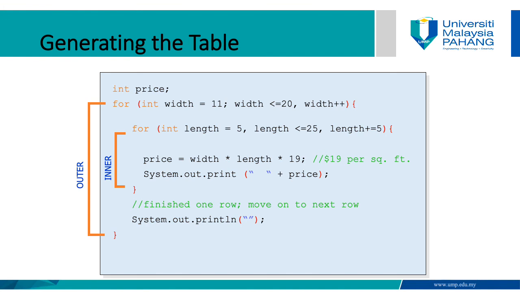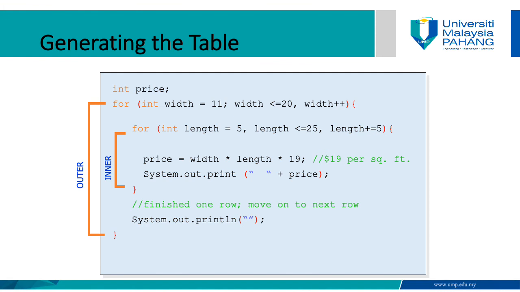Remember earlier the initialization, which is int width = 11. We start with 11, then width <= 20, and then width++. So for each value of width, we go inside the for statement. First we define width and then the length. In the second for statement here, we define the integer length.